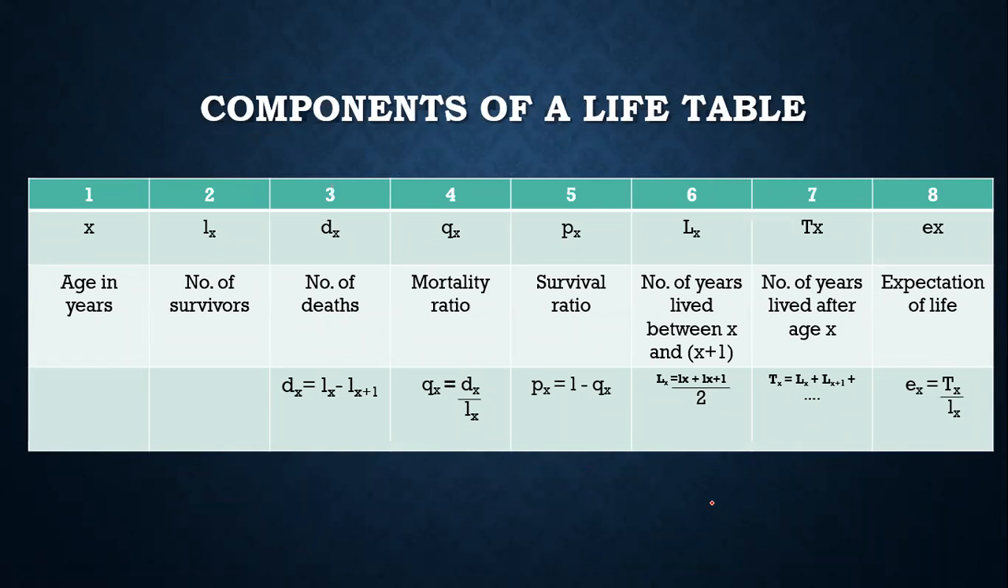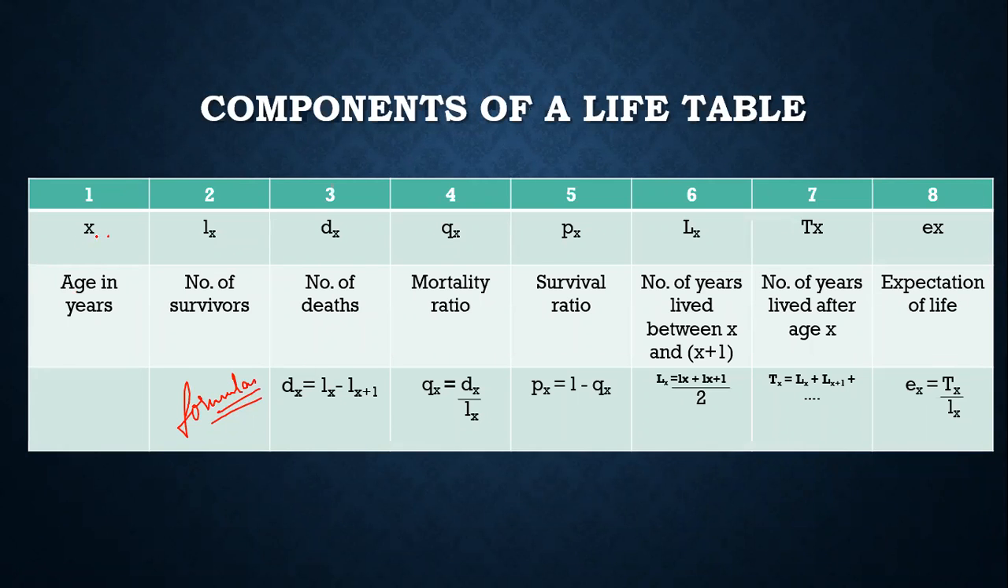Next one, components of a life table. So this is very important. You should know what is what. Here when you see this table, for the first I have written numbers 1 to 8. It is a series of the given information. So we have lx, dx, qx, px, Lx, Tx, and ex. Now this I have given for you all to understand with the formulas. These are the formulas which will help you to calculate when you solve a problem.